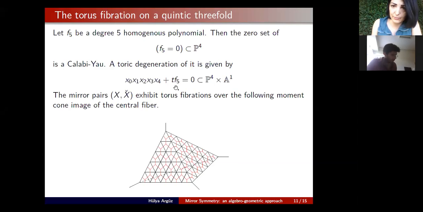then for t non-zero you get a quintic, and for t equals 0 you get a toric variety whose moment polytopes are this time 5 copies of this tetrahedra, which is filled, which is homeomorphic to the three-sphere. And this is the base of a fibration on the quintic threefold. So I just drew one copy of these three-spheres, which we drew as tetrahedra.